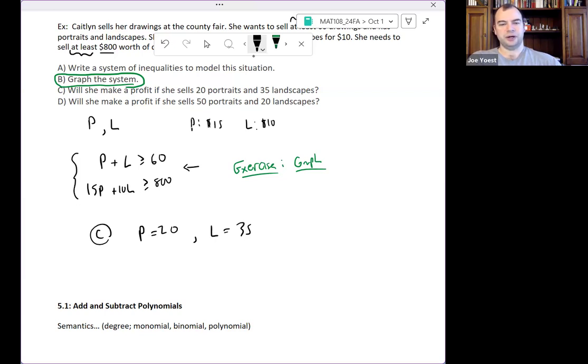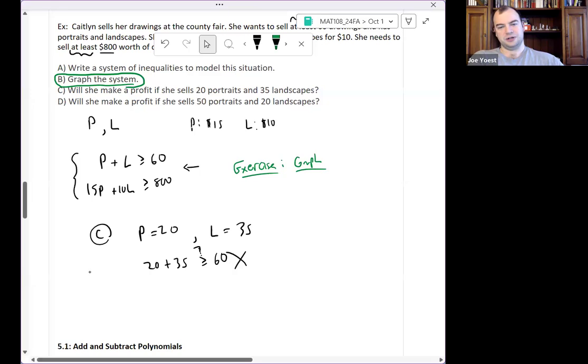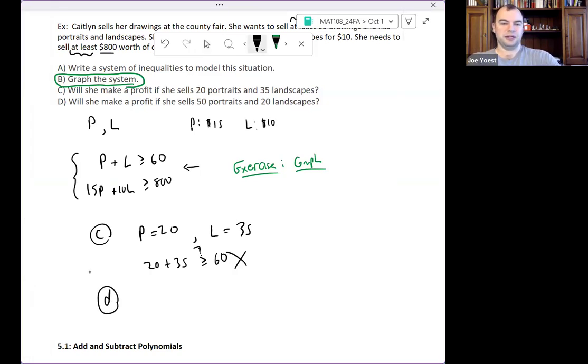But we can see right away it's not, because 20 plus 35, is that bigger than 60? Well, this is 55, certainly not bigger than 60. She did not sell enough paintings. Even if she made enough revenue, she didn't sell enough paintings. Maybe she wants to sell a bunch of paintings because she wants to get her name out there and get marketing and all of that. So she did not satisfy that first inequality.